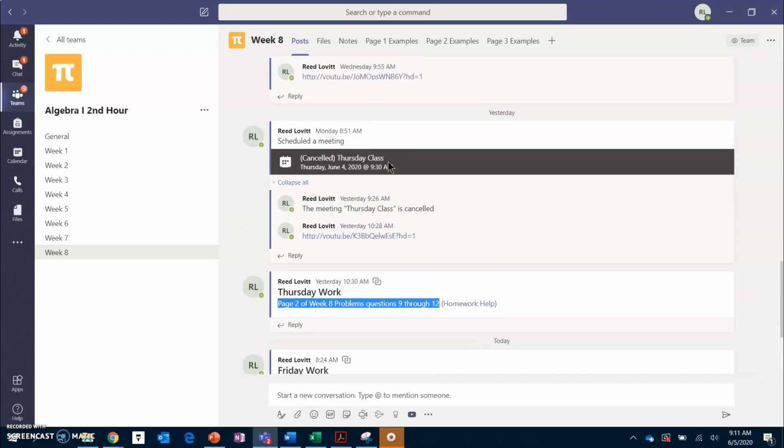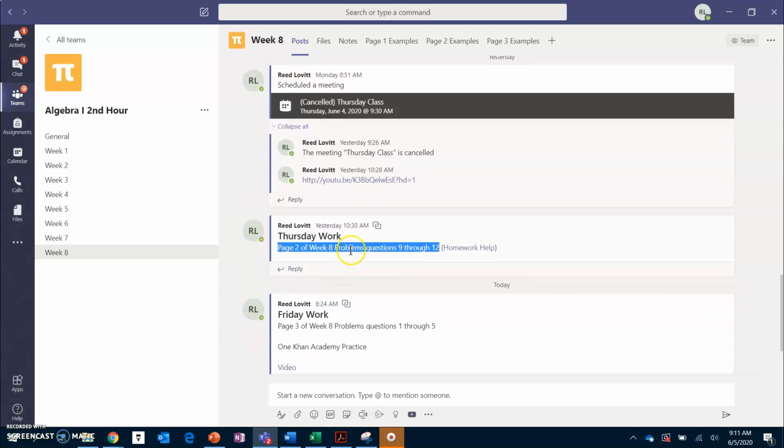That way you can get help with problems 9 through 12 on page 2 of week 8 problems, but you can do that on your own time.